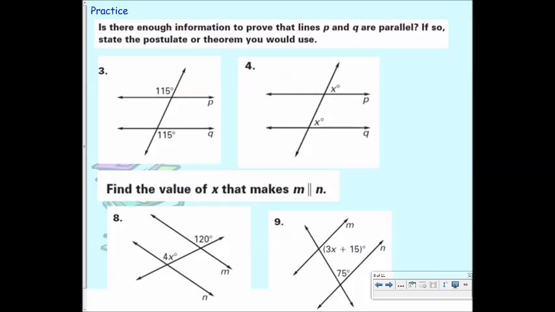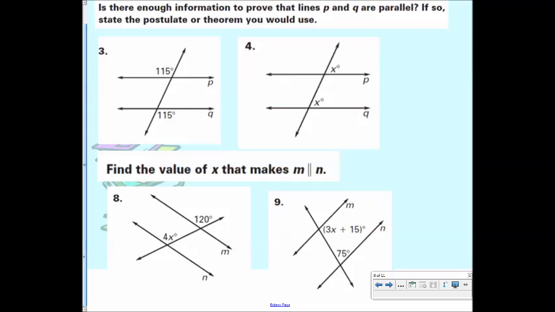So that's good. What is the angle relationship in number 4? Corresponding. So you know that P and Q are what? Parallel because of what theorem? Converse of corresponding angles. Does the word converse matter? Yes, the word converse matters because otherwise you would be proving that the angles are congruent, and you already know that because it tells you right here x and x, okay? So you don't want to prove the angles are congruent. You want to prove the lines are parallel.